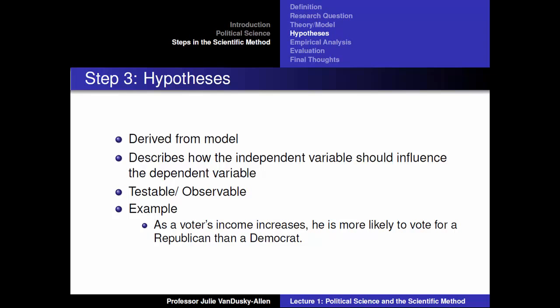So, using the example from our previous slide where we discussed the influence of income on voting behavior, this here is a one-sentence testable statement from that model that describes how the independent variable should influence the dependent variable. As a voter's income increases, he is more likely to vote for a Republican than a Democrat. This statement is testable because we could conduct a survey and ask voters about their vote choice and their income. Then we could see if high-income voters are more likely to vote for Republicans than Democrats. So by deriving testable hypotheses from our model, it allows us to gather evidence that either supports or fails to support our model.